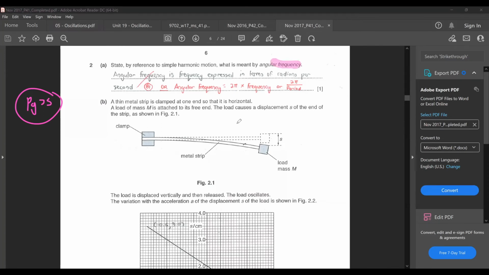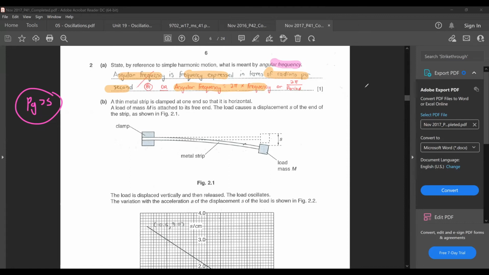So this is a definition of angular frequency. Angular frequency is just simply frequency expressed in terms of radians per second. It's a definition that you already have written inside your notes. Now, if you want to write it in the form of an equation, just write it in word equation form like this, where you say angular frequency is equal to 2 pi times frequency.